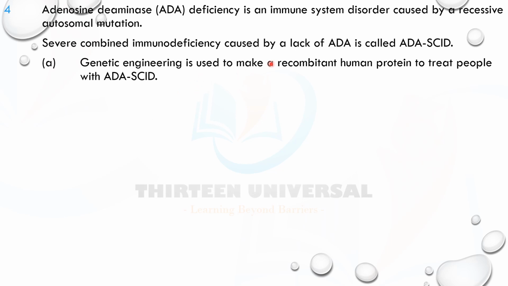Genetic engineering is used to make a recombinant human protein to treat people with ADA deficiency. So scientists are solving problems. Okay, let's see the question, guys.